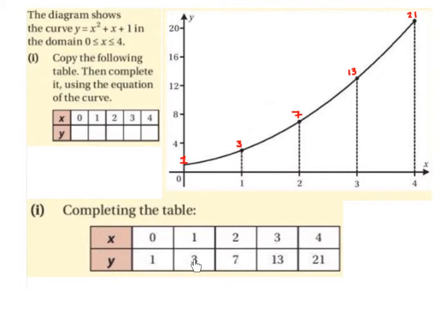Subbing in 1, we end up with a y value of 3. Subbing in an x value of 2, we get a y value of 7. Subbing in an x value of 3, we get a y value of 13. And subbing in an x value of 4, we get a y value of 21. So our points along our curve are going to be 1, 3, 7, 13, and 21.